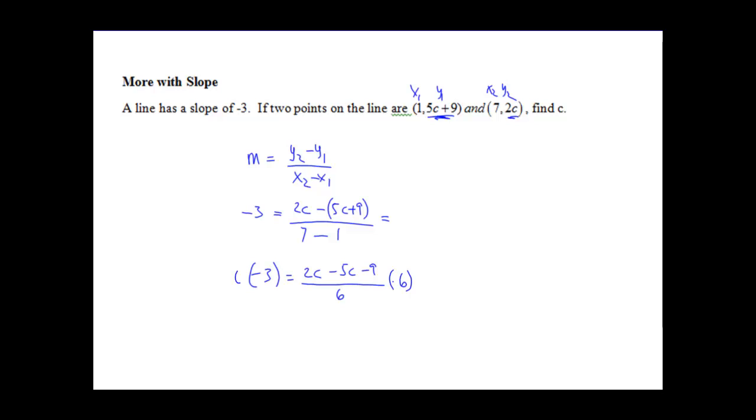So we can multiply the left side by 6, and we'll get negative 18 equals 2c minus 5c, which is negative 3c, and we still have the minus 9. So now we have a nice, no fraction, easy to look at. Let's isolate the c by adding 9 to both sides. Move over here to the right. We're going to get negative 3c equals negative 9, so c equals 3.